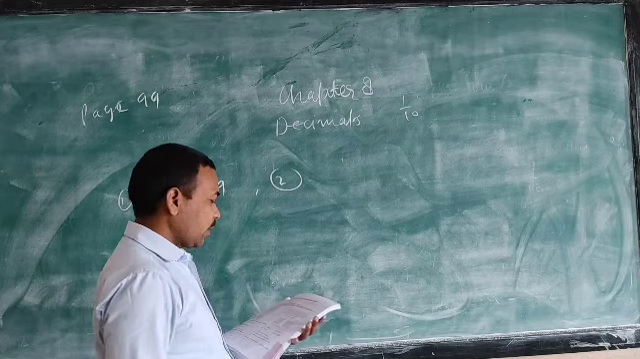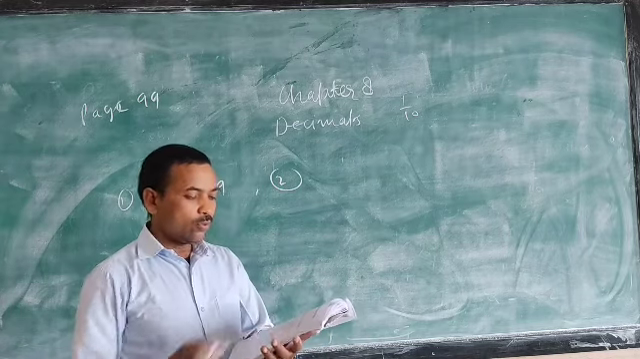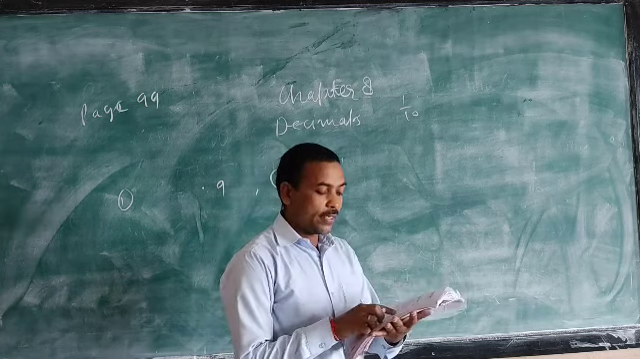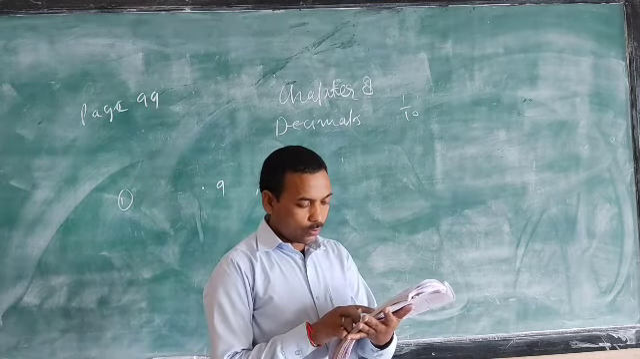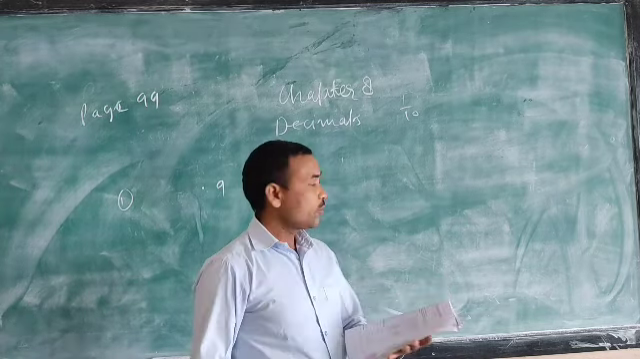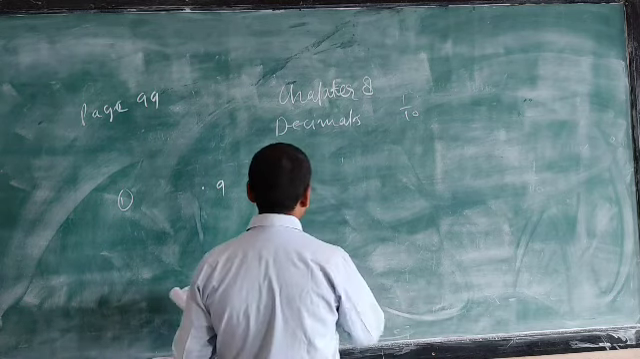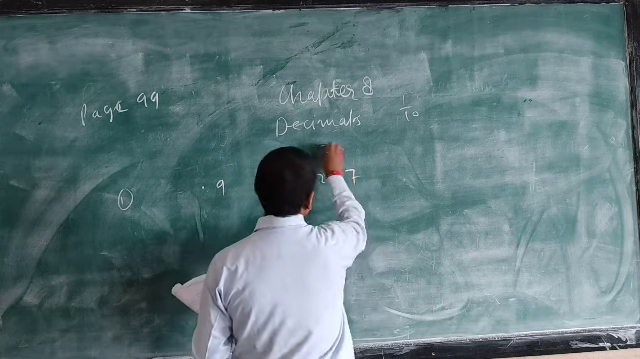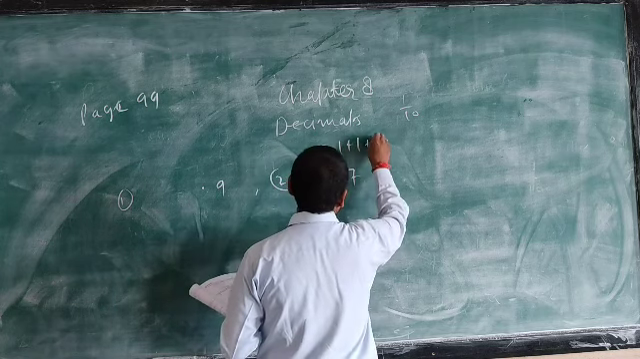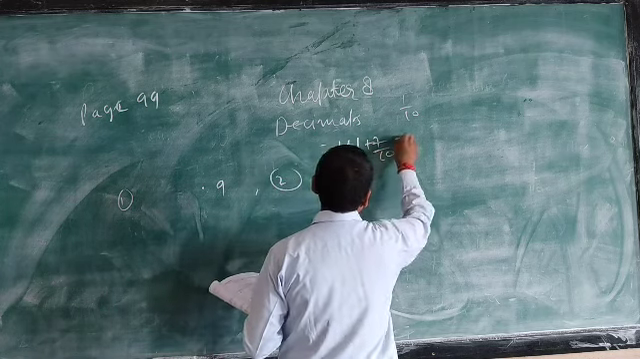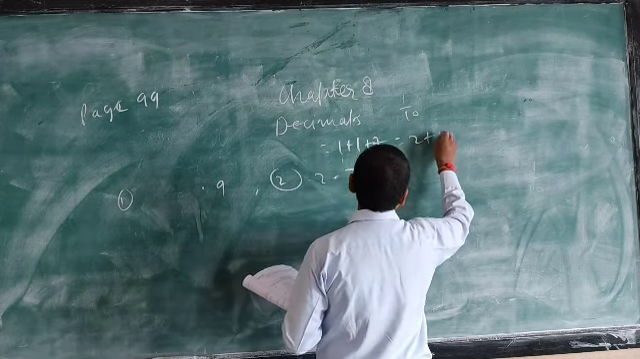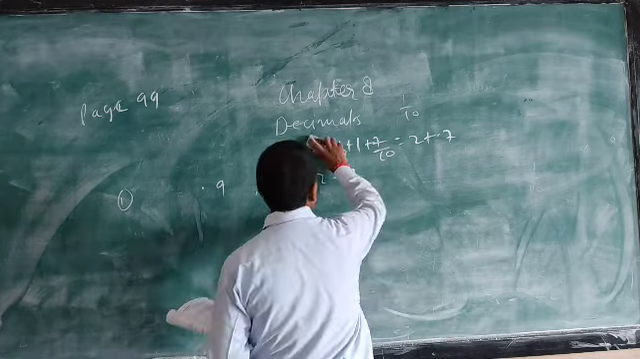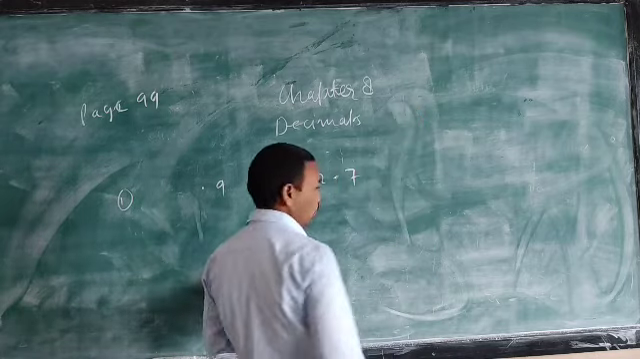And second, here see two rectangles are fully shaded. So 1 and 1, this can be 2, and this is the decimal part: 1, 2, 3, 4, 5, 6, 7. So this can be written as 2.7. This can be written as 1 plus 1 plus 7 by 10. This can be 2 plus 0.7. This becomes 2.7. So you can write that in your notebook.